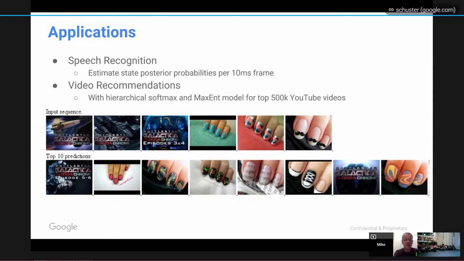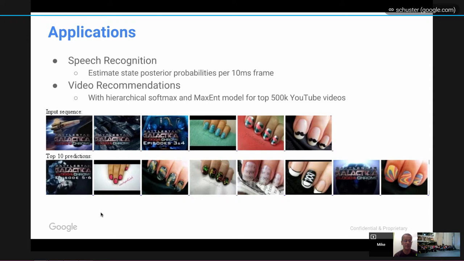So another interesting application is video recommendations. It sounds like a very different problem from language modeling or speech recognition. But again, the exact same model is used here, or can be used here. So I worked on this a while ago. We were using a hierarchical softmax and a maximum entropy model for the top 500,000 YouTube videos. And let's assume you have seen an input sequence like this here. So this is what you watched, Battlestar Galactica and some nail videos. And the system would produce, just like a language model, the 10 best results.